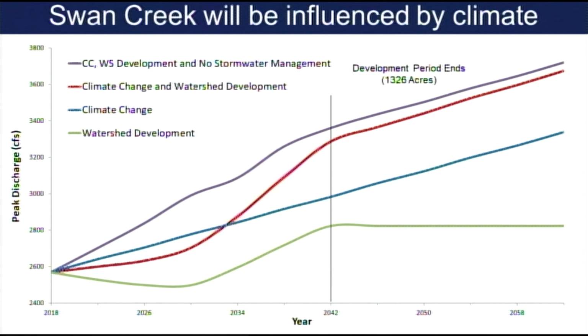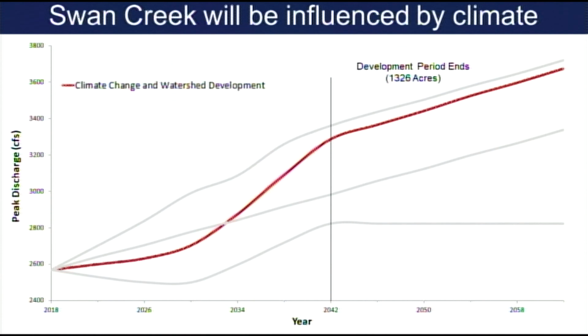This is kind of all four of our scenarios plotted together, but the most likely one is that we're going to see some effects from that watershed development on our water quantity, but we're also going to see a pretty big impact from climate change on the amount of water going into the watershed.